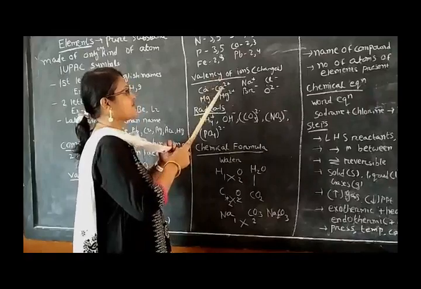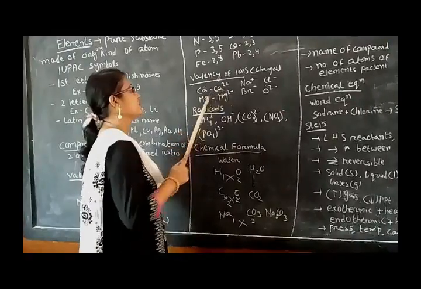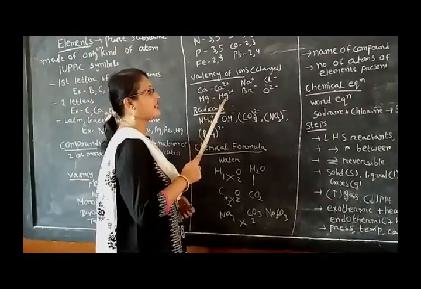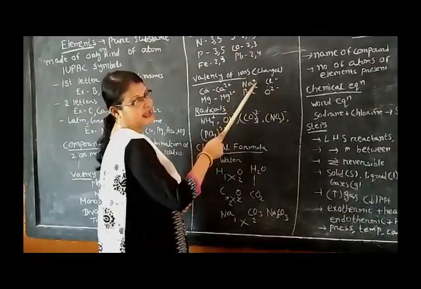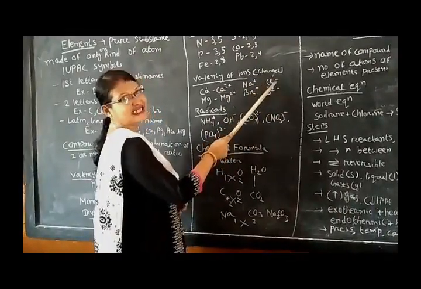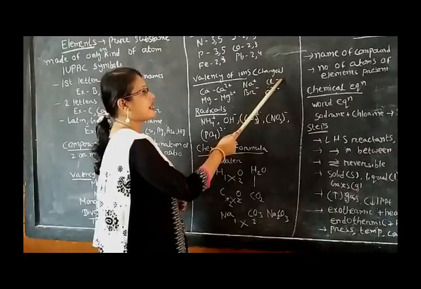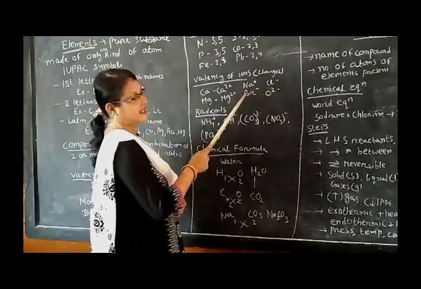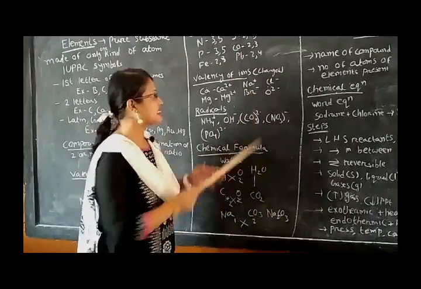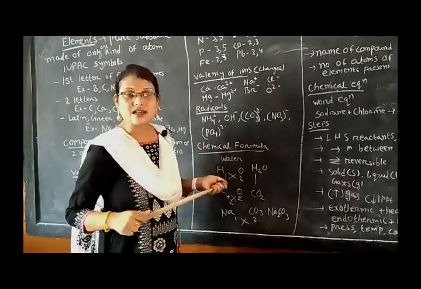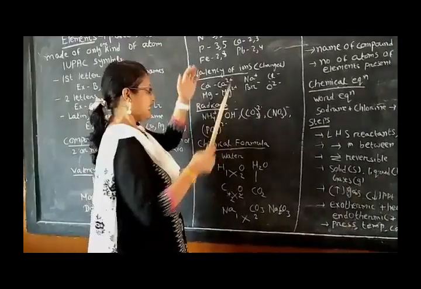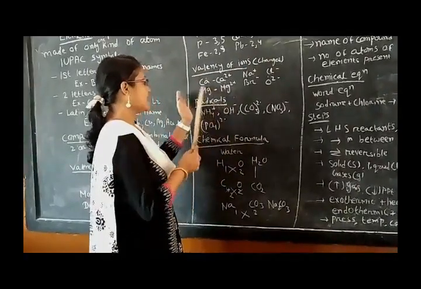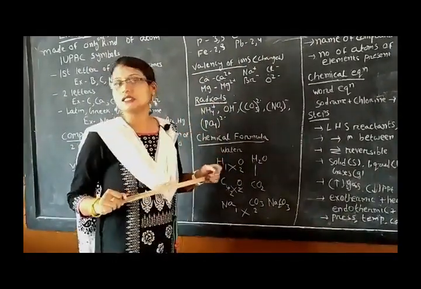The valency for calcium ion is Ca2+. For magnesium ion, Mg2+. Sodium ion, Na+. Chlorine ion, that's called chloride ion, Cl-. Oxide, that is O2-. Bromide, that is Br-. Like that, these are the valency of ions. In this category, one more thing is there, that is your radicals.